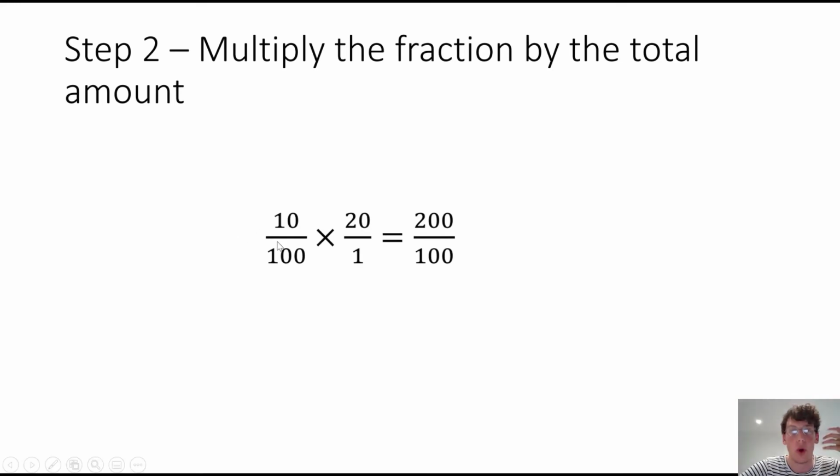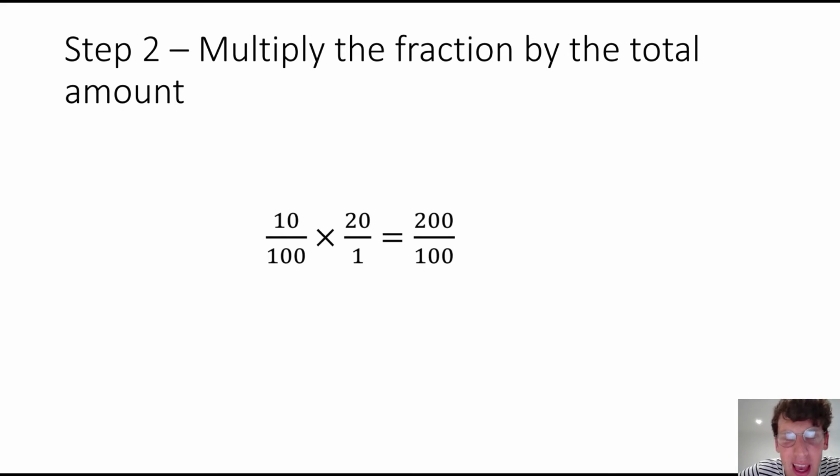So we just do our multiplication. To multiply fractions, remember, we do top times top, so 10 times 20, which is 200, and then bottom times bottom, 100 times 1, which is equal to 100. Now, we have a problem. 200 is much bigger than our amount of 20. And remember, 10% is part of 20, so 10% cannot be bigger than 20. So it cannot be 200.